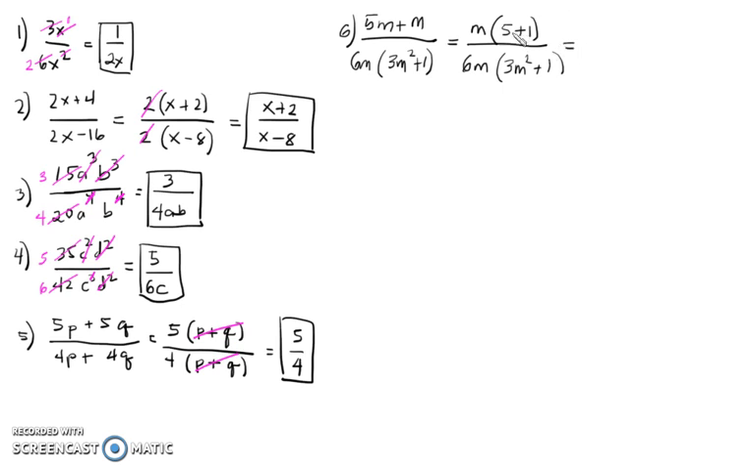As you can see, we can add 5 plus 1, that would be 6 multiplied by m, so 6m all over 6m multiplied by (3m squared plus 1). And again, we have common terms here. We have both 6m, so cancel out 6m. So the final answer would be 1 over (3m squared plus 1).